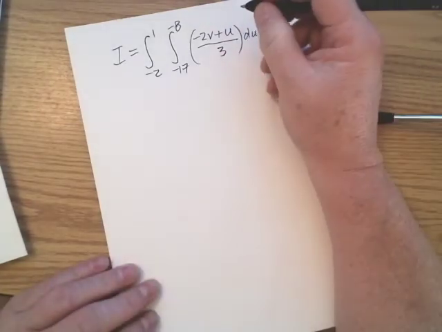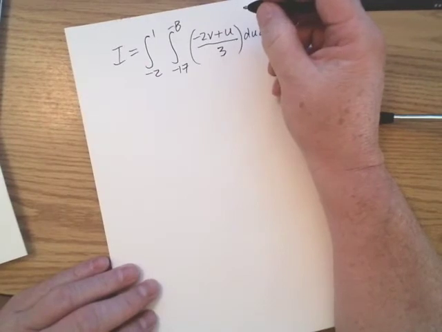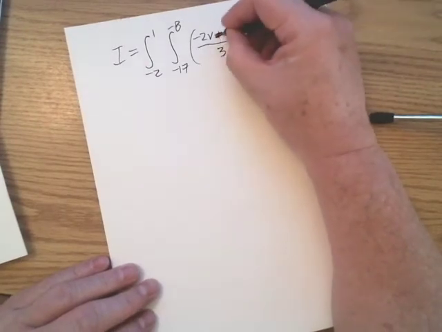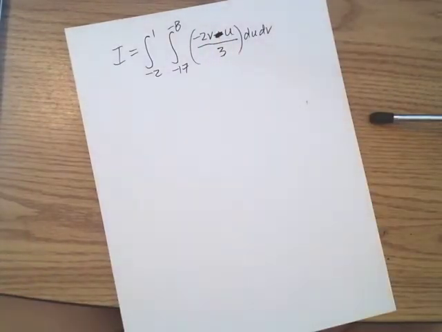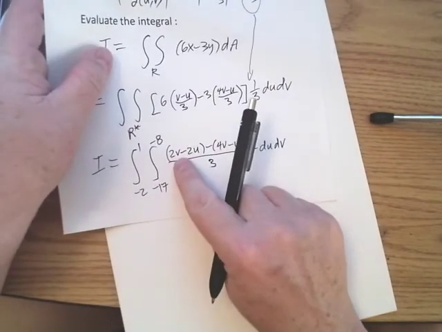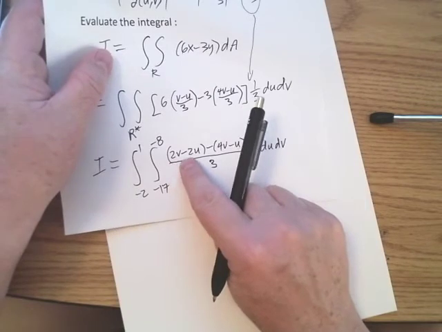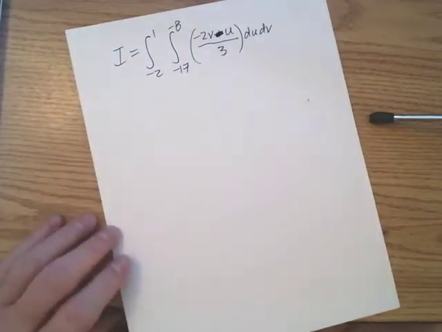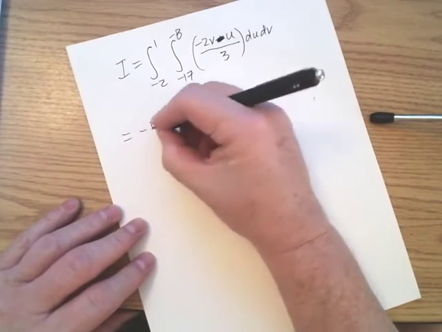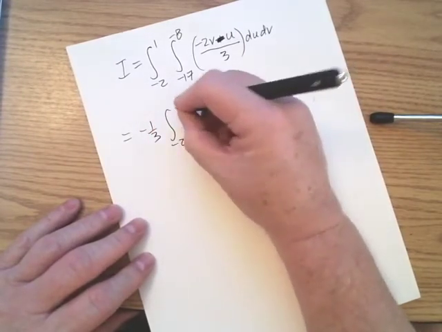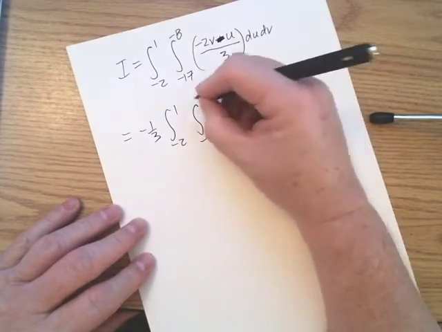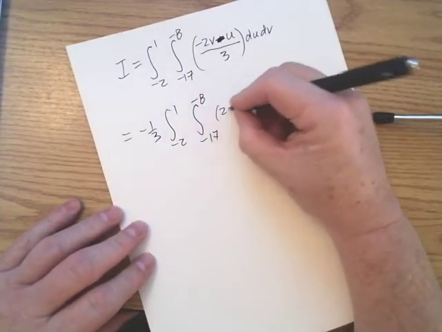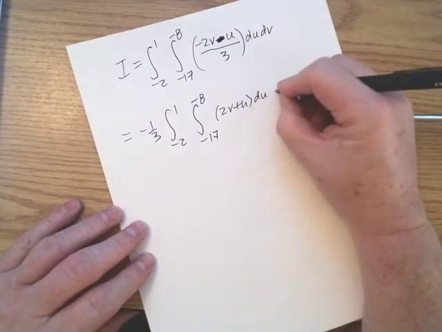I guess there should be a minus sign, shouldn't it? There should be a minus sign also. Looks like I messed up there, but I caught it. Yeah. This is what I'm getting. Negative 2u plus another u makes negative u. So I guess we have a negative sign out of everything. Maybe I'll just do this, negative 1/3 at the end, from minus 2 to 1, negative 17 to negative 8, 2v plus u du dv.